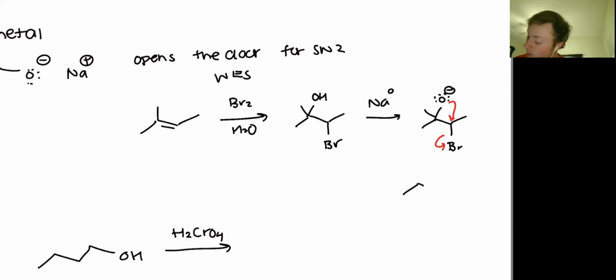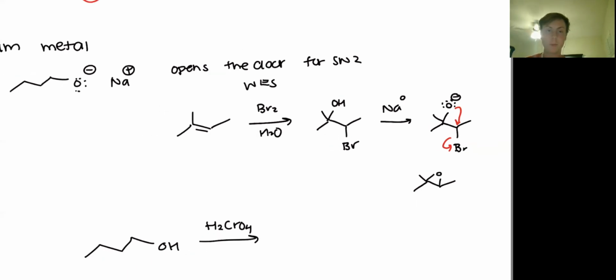And it will form a cyclical structure called an epoxide. So that's one way that we can generate epoxides. And there are others, but that is just one way that we can use sodium metal as a demonstration.